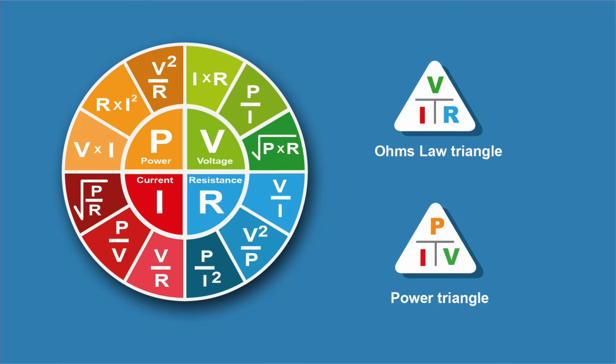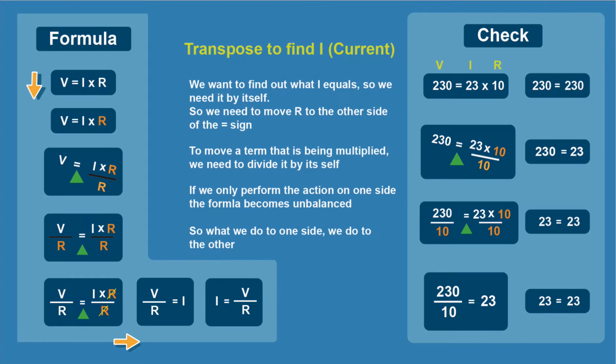So let's get back to our wheel and see how we can get all these formulas from these two triangles here. So we have our formula V equals I times R, but we want to know what current is. So we need to get current by itself. And as we've seen, we divide both sides of the equal sign by R. Otherwise the equation will become unbalanced. So we have the formula V divided by R equals I times R divided by resistance. On the right hand side, the resistances will cancel out, and you're left with the formula V divided by R equals I, and you can swap it round to I equals V divided by R.